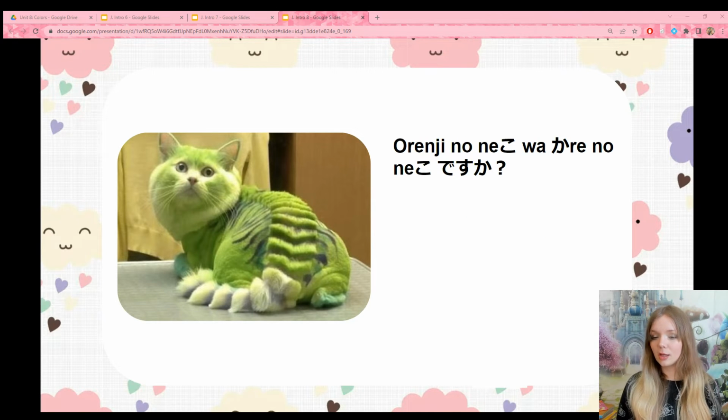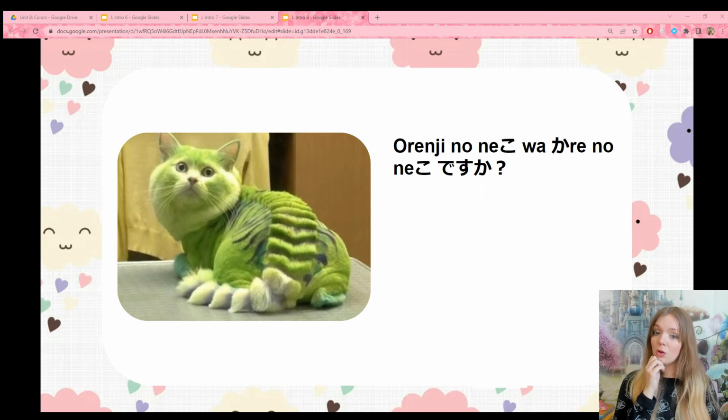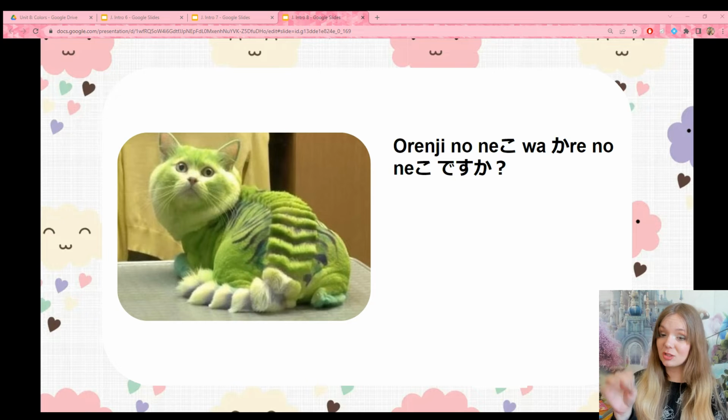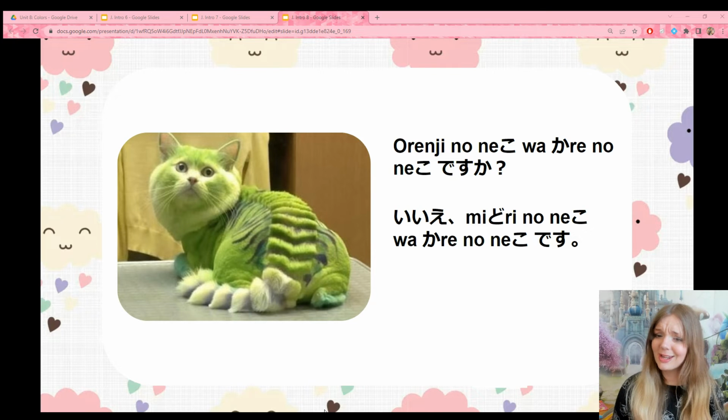How about this one? Read it. Think about it. What does it mean? オレンジの猫は彼の猫ですか? What do you think? Remember, orenji is a noun. To make it an adjective, we add no. So this is the orange cat. Kare no neko desu ka? Is it his cat? The orange cat. Is it his cat? What is the answer?